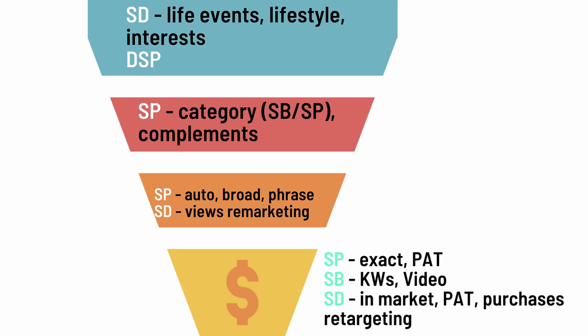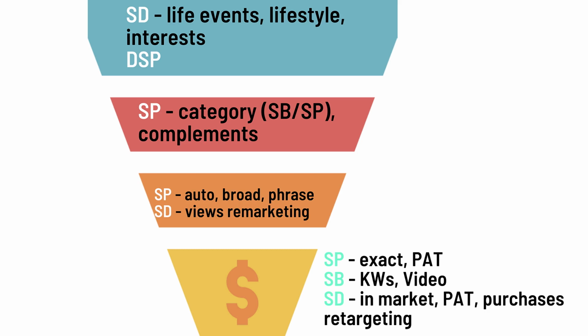So at the top of funnel, with your sponsored display, you can target things like life events and lifestyle interests that are more generic and not necessarily product specific. You can also do those DSP side platform buys that we talked about that target more of your mass audience for eyeballs. Moving down a little bit more down the buying chain, you can get into sponsored products targeting categories.